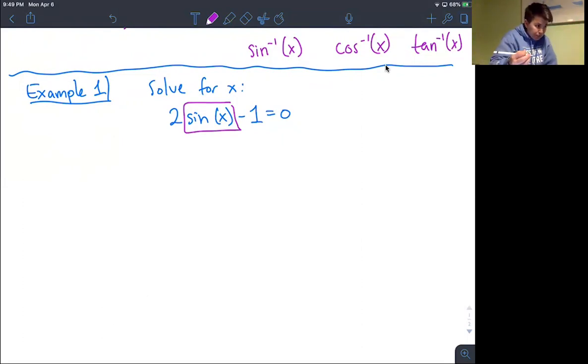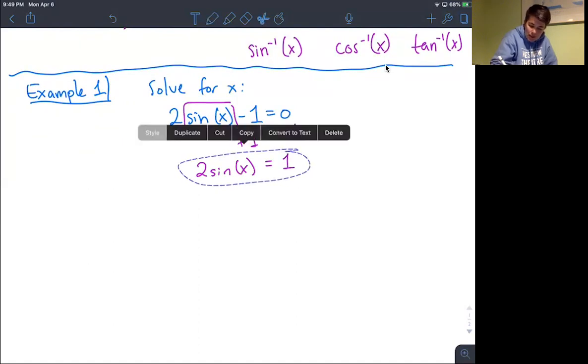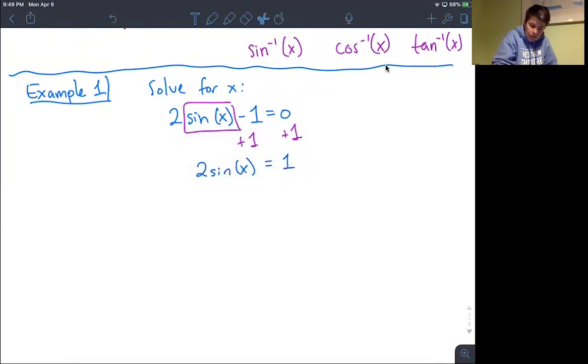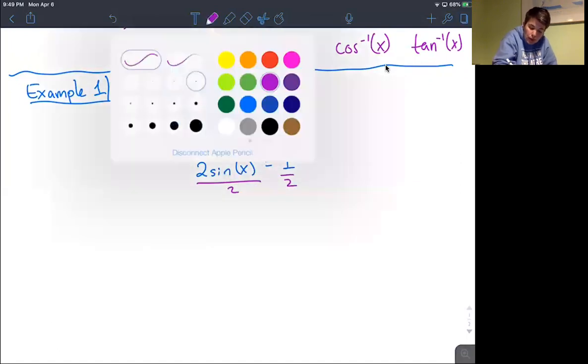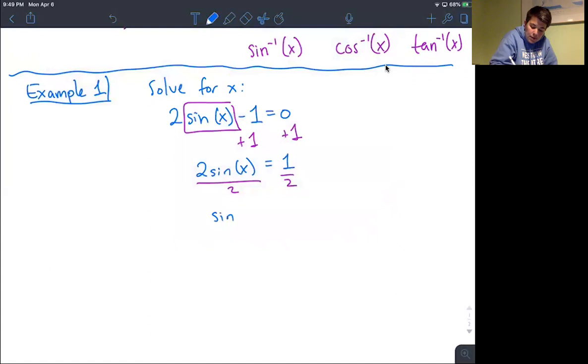So let's do that. I'm going to go step by step. I'm going to add 1 to both sides, like so. So 2 times the sine of x is equal to 1. Then I'm going to, let me color code this. I want it to look nice. Then I'm going to divide both sides by 2. So then we have the sine of x equals 1/2. Okay, so we've got our trigonometric function isolated.